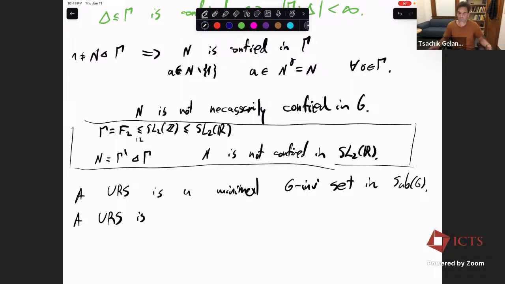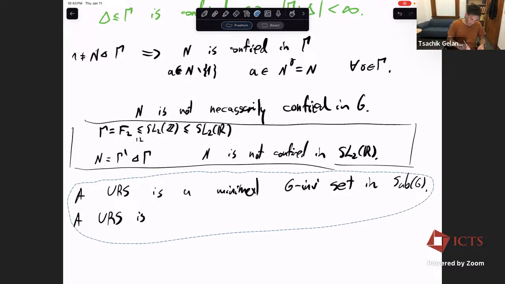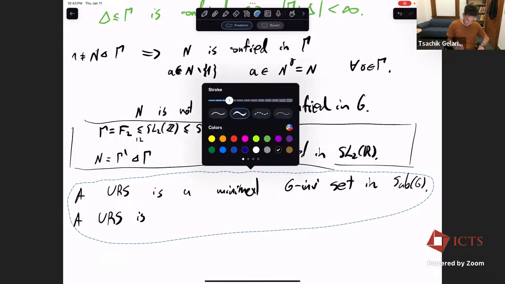A normal subgroup of a uniform lattice is always confined. But for a non-uniform lattice, in rank 1, it doesn't have to be confined in G. So I hope this answers the question. But inside gamma, of course, normal is confined.